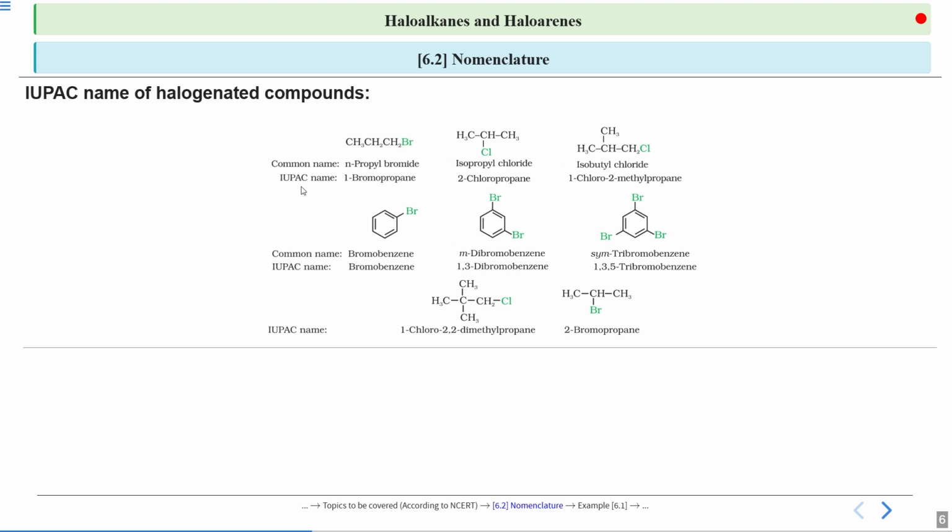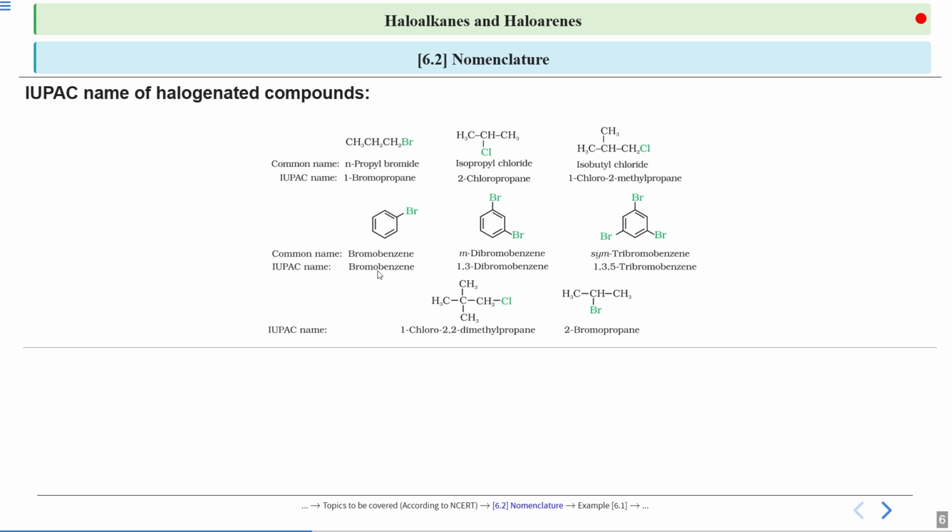For the IUPAC name of this, we have to do the numbering. So numbering will be 1, 2, 3, right? At the first position, we have chlorine. So 1-chloro. At the second position, we have a methyl substituent. So 1-chloro, 2-methyl, and the rest of the carbon in the longest possible carbon chain is 3. So 1-chloro-2-methylpropane.